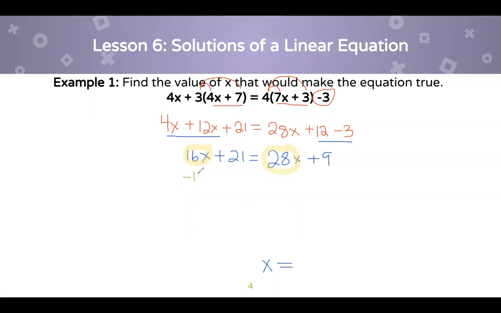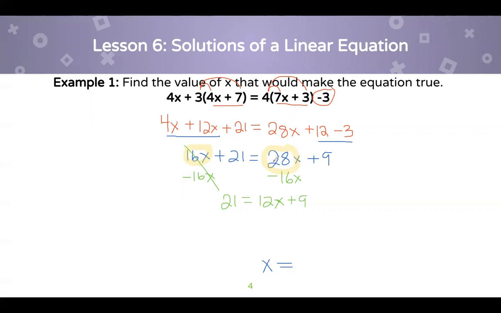So I am going to subtract 16x from both sides of my equation, remembering that I cannot subtract terms that are not alike. On this side, the 16x will cancel out. I'm left with just 21 equals 28x minus 16x. What is that, 12x? 28 minus 16, yeah. And then my plus 9, I didn't do anything with that yet.